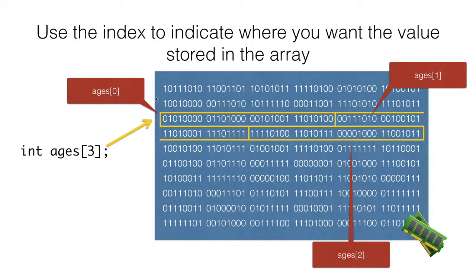So remember, we can picture our array as a contiguous block of memory. Accessing each element using the index allows you to store values in different locations in the array.